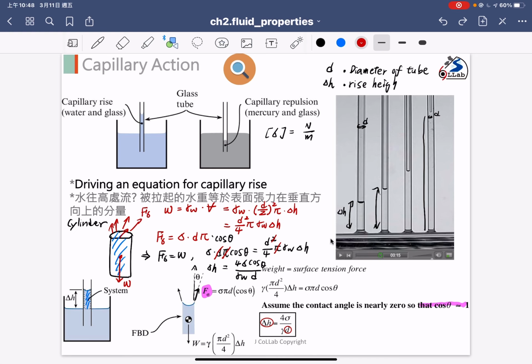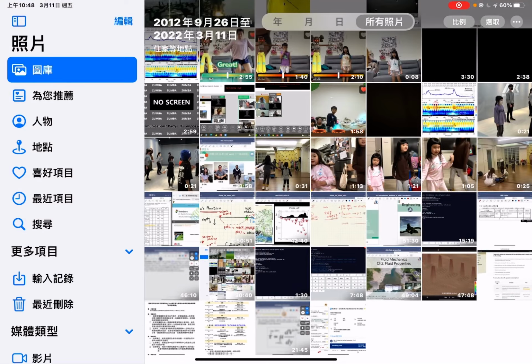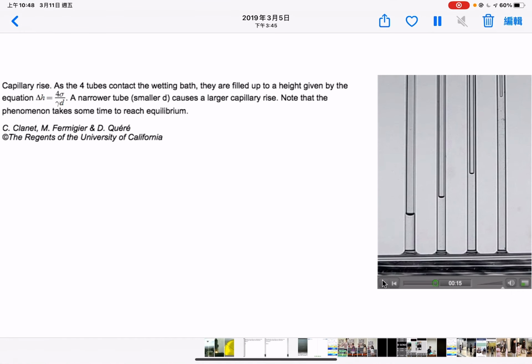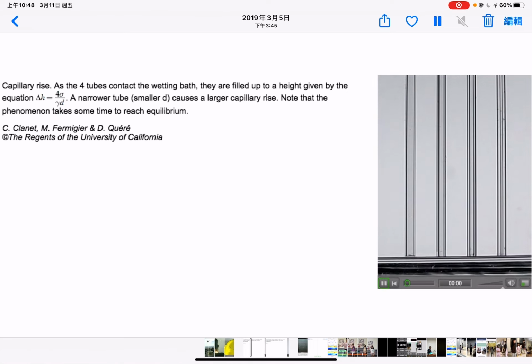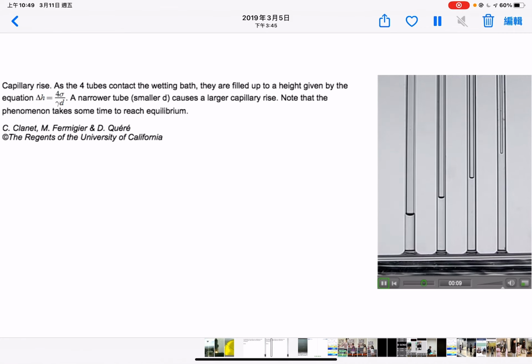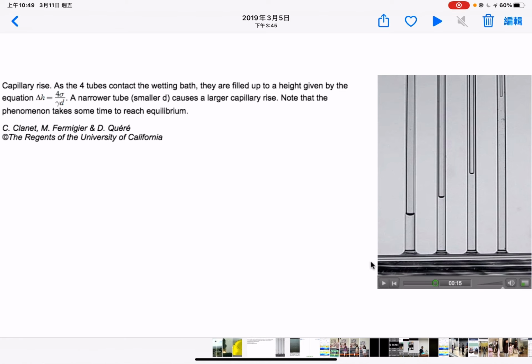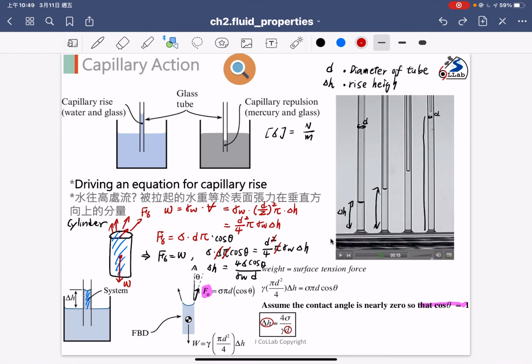You can do the exercise as the movie shows. Initially I put in different tubes and push them into the water, and you can see the different rising heights. In the final one on the right-hand side, we need time to balance the force, so the water moves up slowly until the forces balance. This is very important for surface tension phenomena.